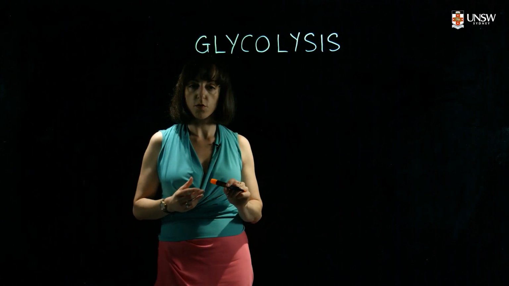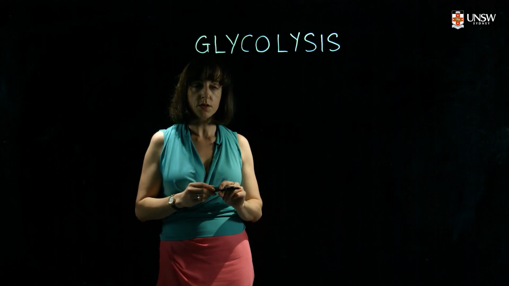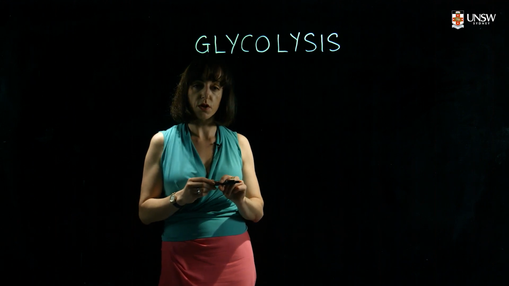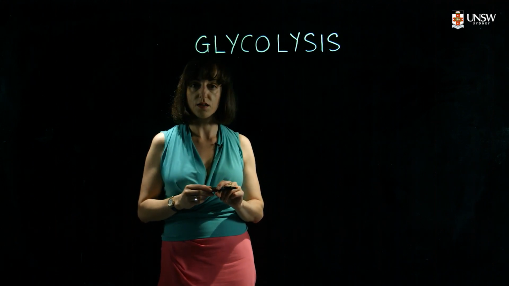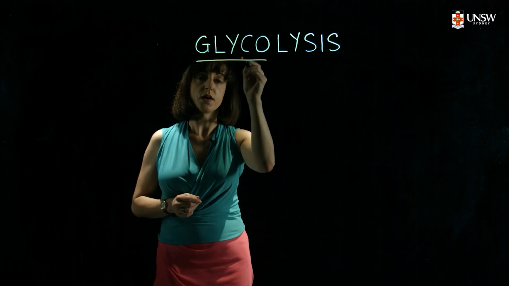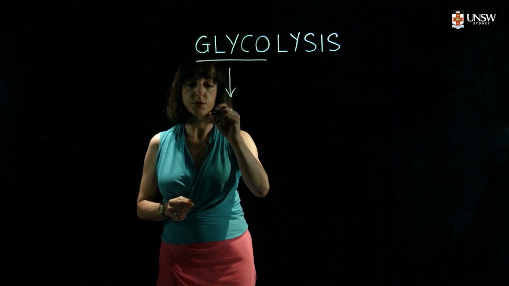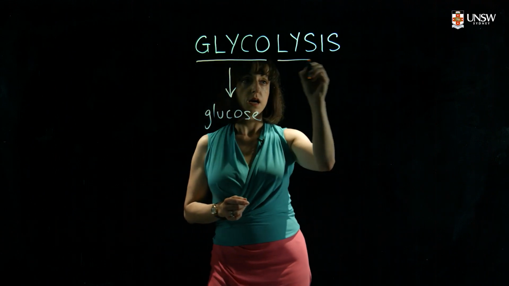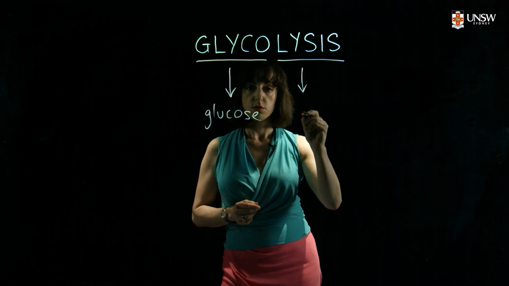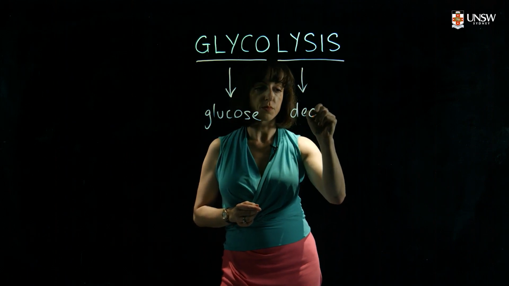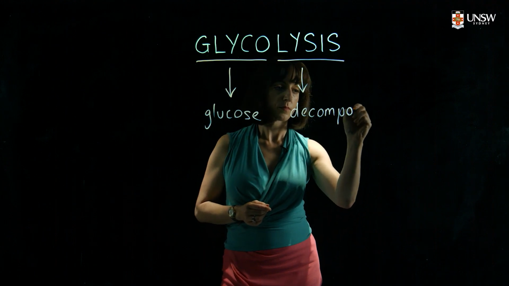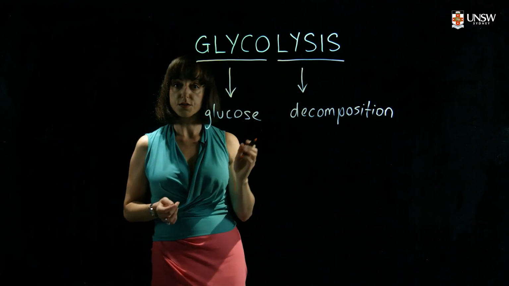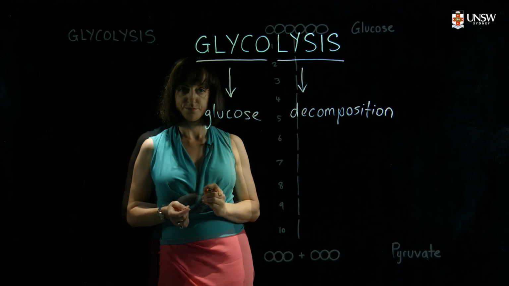But before we talk about the formation of new sugar inside a cell, it's actually helpful to first review the opposite process, and that's the process by which glucose is broken down, and that's called glycolysis. Again, you have glyco referring to glucose or sugar, and this time lysis referring to the breakdown or decomposition of something. So glycolysis refers to the breakdown of glucose.